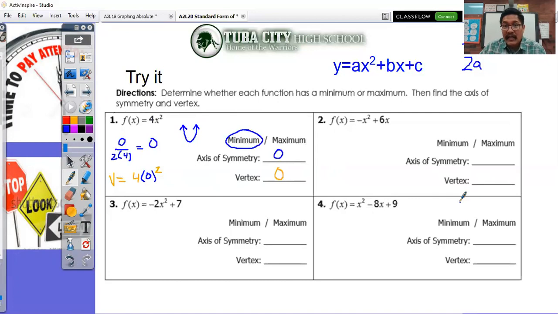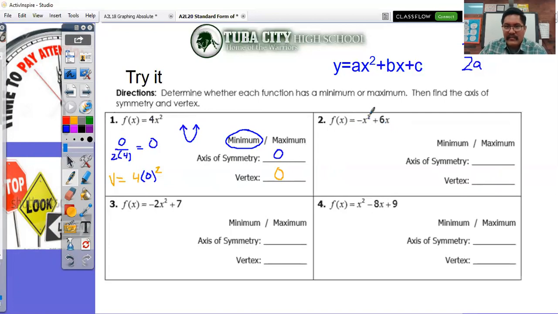All right, because it goes up in both directions in the positive direction. So there's a low, but there is no upper maximum. So that's how you would do these.